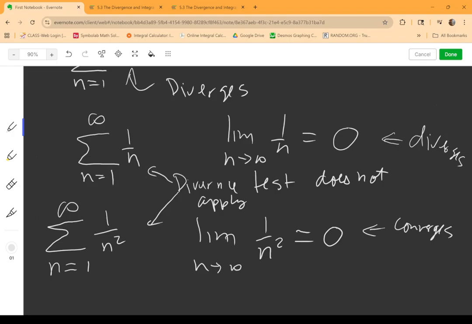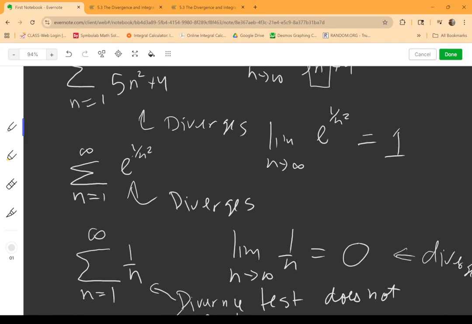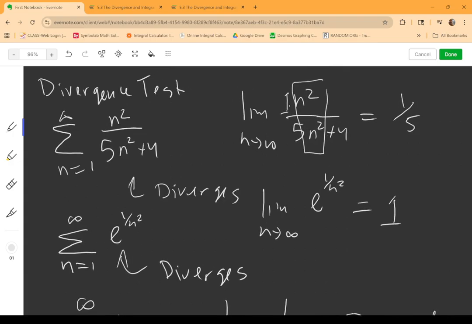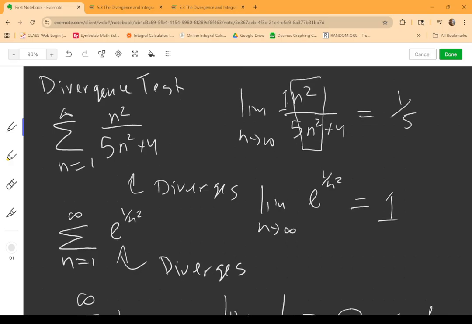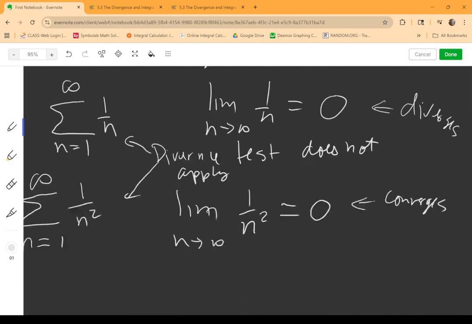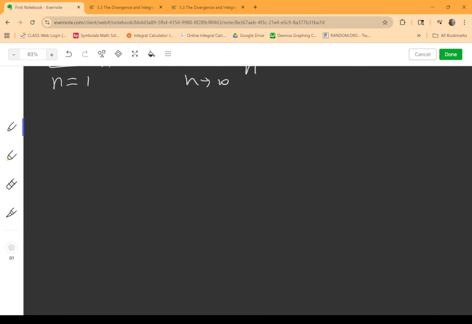It's important that we interpret the divergence test correctly. It only applies when the limit of the sequence terms is non-zero as n goes to infinity, or the limit does not exist. All right, so that brings us then to our integral test.